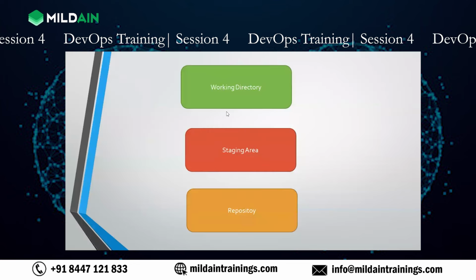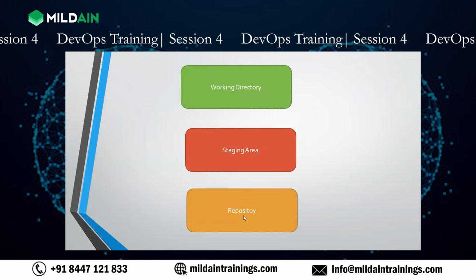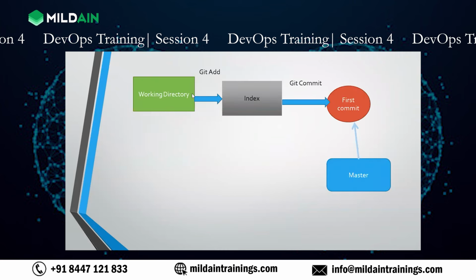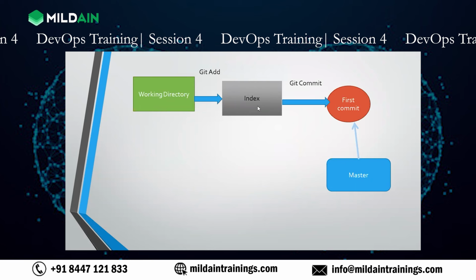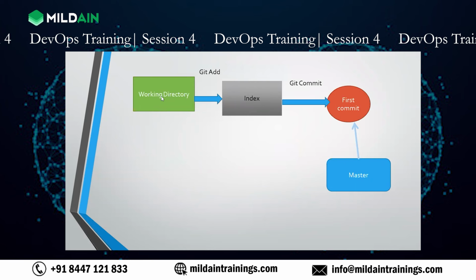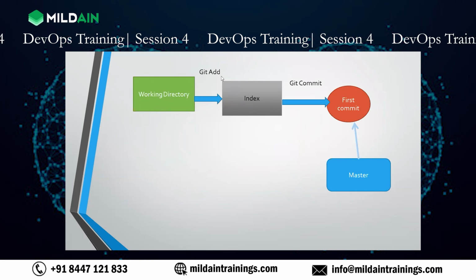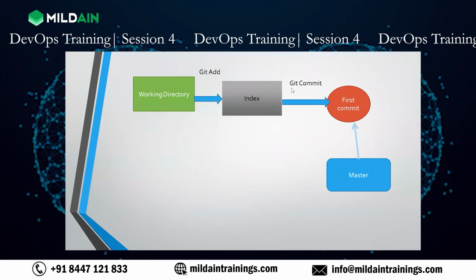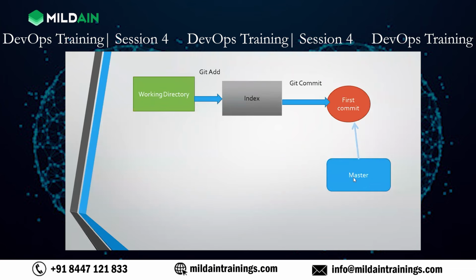So this is the working directory, staging area, and repository. When we work in the working directory, we add into an index. The staging area is the index. So we work first, then we use git add. Git add goes to the index, that is the staging area, and from there when we use git commit, it will go to the master.